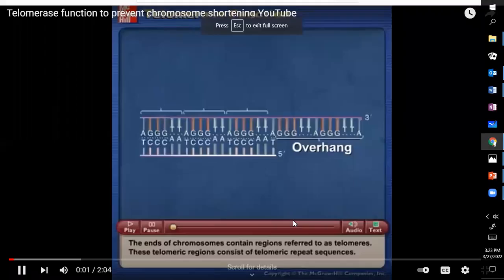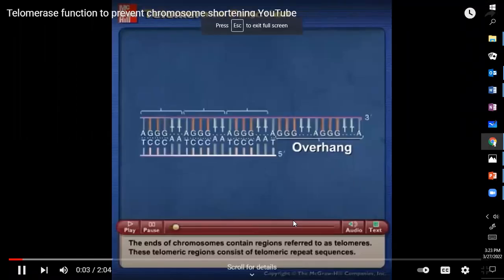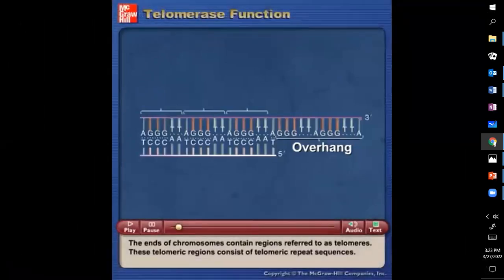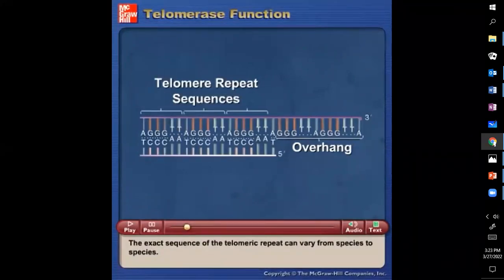The ends of chromosomes contain regions referred to as telomeres. These telomeric regions consist of telomeric repeat sequences. The exact sequence of the telomeric repeat can vary from species to species. The repeat sequence shown here is found in the telomeres of human chromosomes.